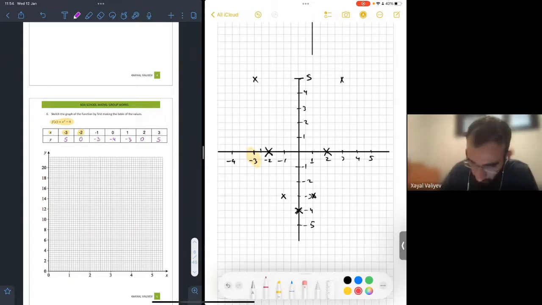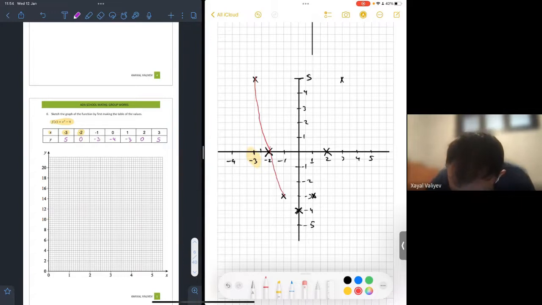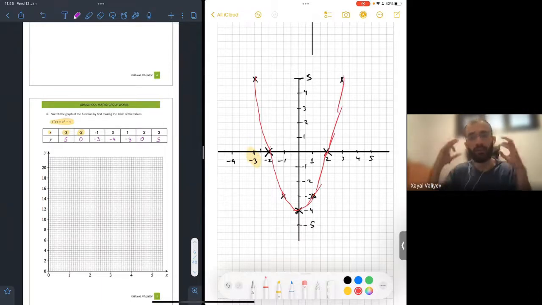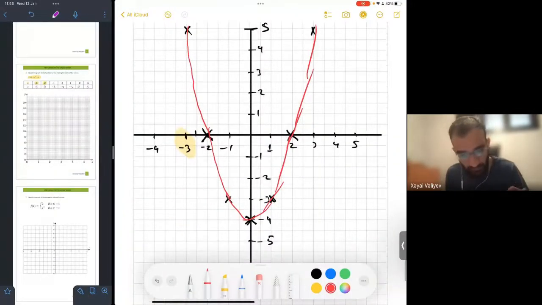So the next step is to connect these, but since this is x squared, you have to be careful: it is a parabola, not a line. I sketched it very roughly, but anyway, your graph should be something like that. Let me make it a little bit bigger. So it is the graph of x squared minus 4.